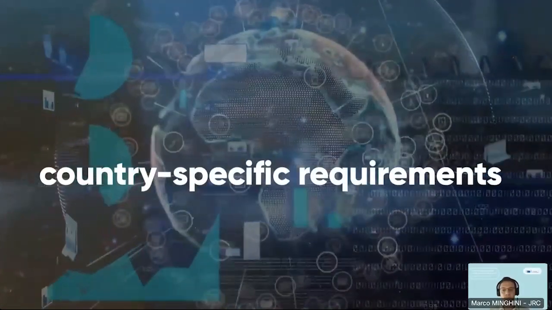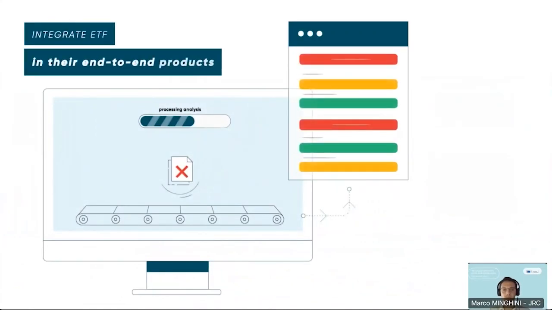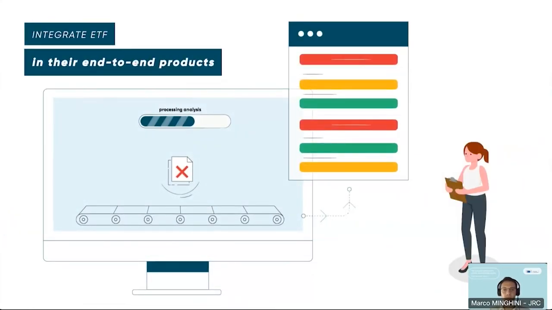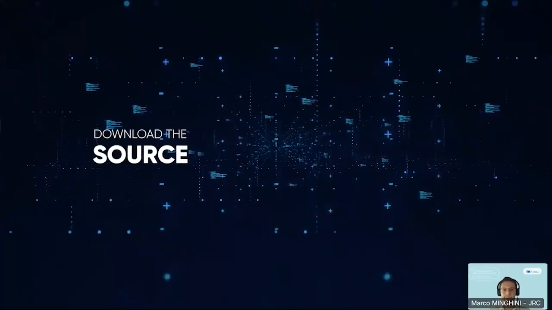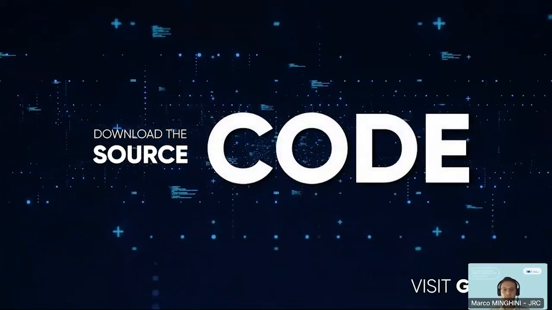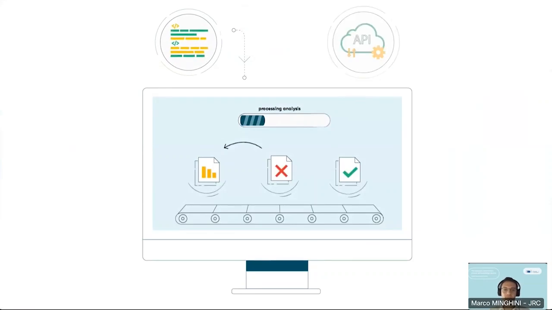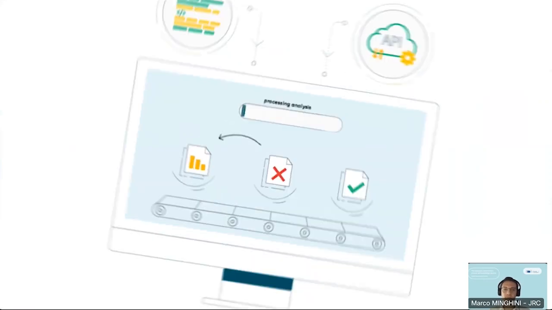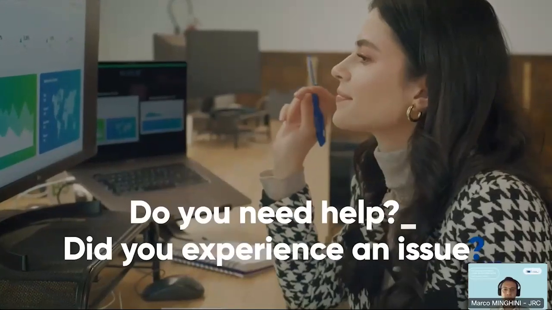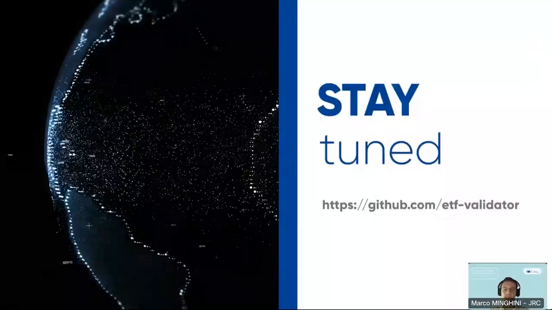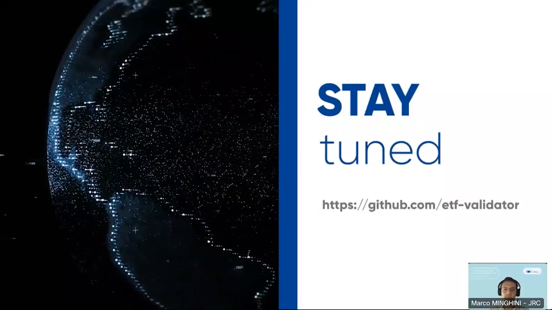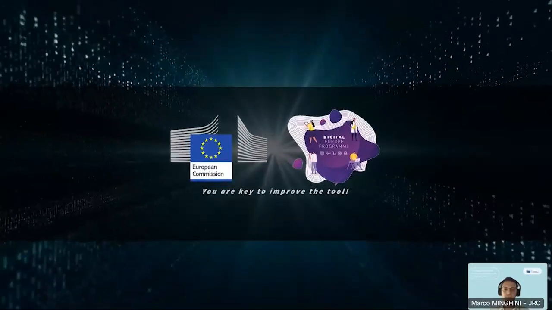Similarly, member states' public administrations use it to address country-specific requirements. Finally, private companies and solution providers integrate ETF in their end-to-end products. Getting started with ETF is easy. Download the source code and follow the installation steps. You can also use the ETF through its API to automate tests or validate large amounts of resources. Do you need help? Did you experience an issue? You can ask questions in the issue tracker on the ETF public repository. Reach out to the ETF community. You are key to improve the tool.